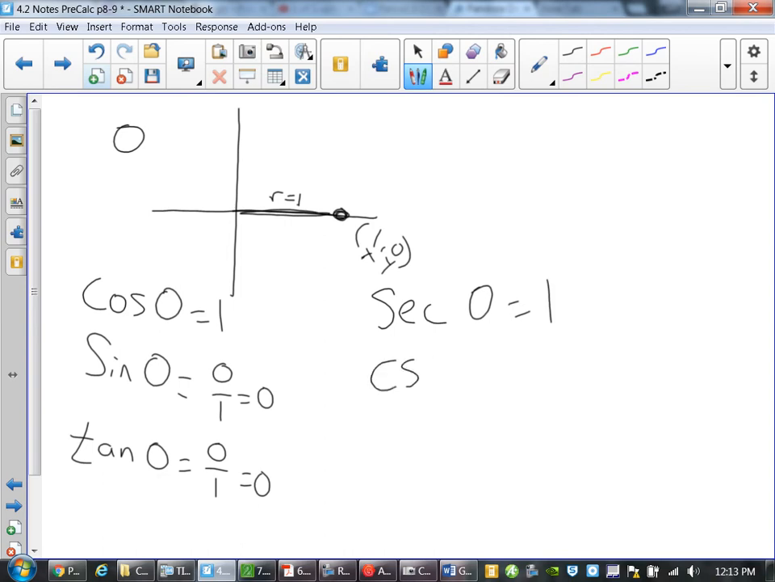The cosecant here, though, is undefined because the cosecant of 0 would be 1 over 0, which is undefined. And then same thing, the inverse of tangent is cotangent, which is also 1 over 0, which is undefined.